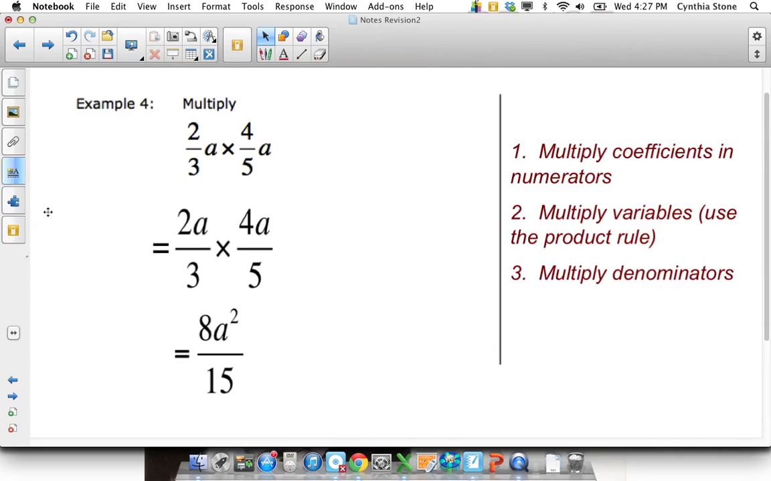Okay. So again, that's just rewriting it. Now I multiply 2a times 4a, so that's 2 times 4 is 8. a times a is a to the 1 times a to the 1, which is a squared. And 3 times 5 is 15. Okay?